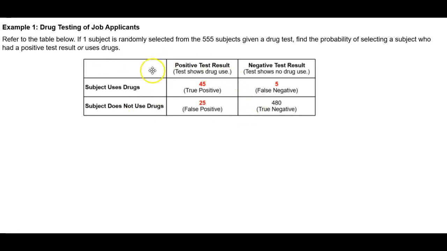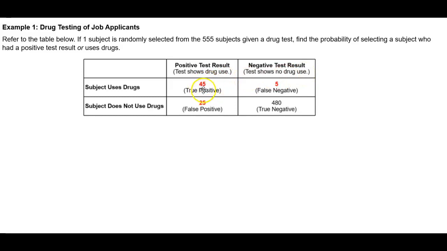So we first need to investigate this table. If you notice, the first row represents subjects who use drugs. The next row below it is subjects who do not use drugs. Now, the first column says positive test result, the test that shows drug use. And the next column says negative test result, where the test shows no drug use.